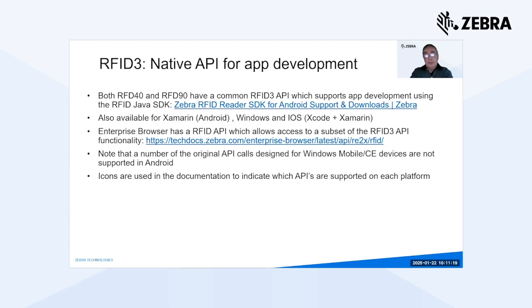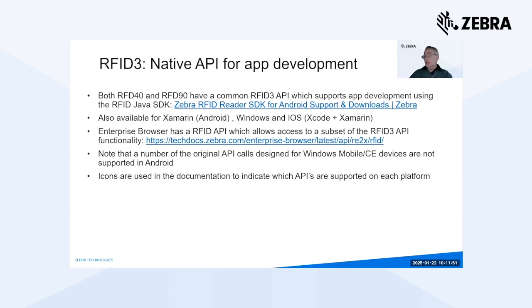Looking in terms of Enterprise Browser, what we've done really is to take a subset of the RFID3 API and implement it in JavaScript for Enterprise Browser. So it doesn't have all the same functionality of the full native API, but it has all the core functionality that you need in order to develop a web application that can read and write tags and also do tag filtering and so on. And we'll see that as we move through the presentation.